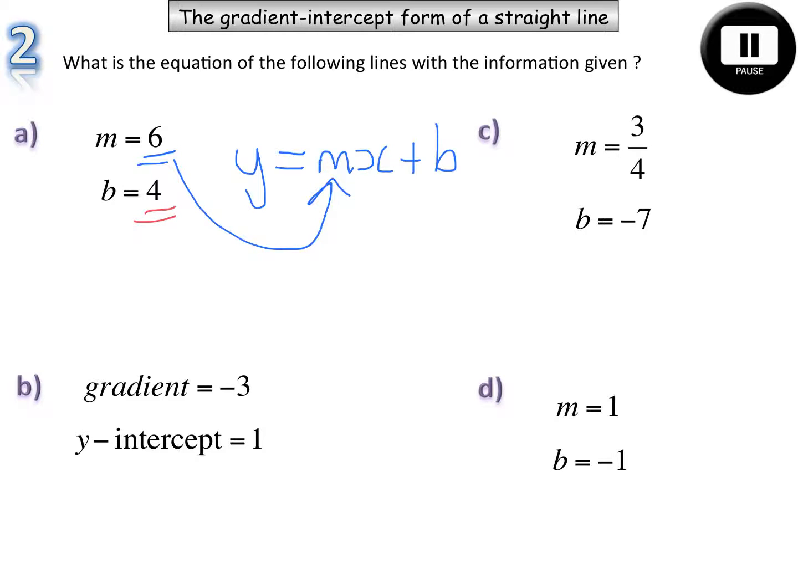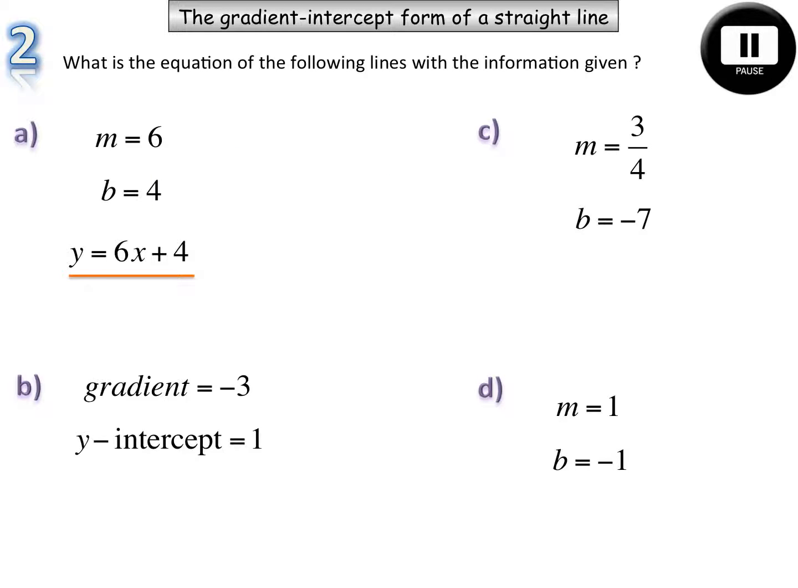And here's our b, and that should go on the end. So our equation will be y equals 6x plus 4.